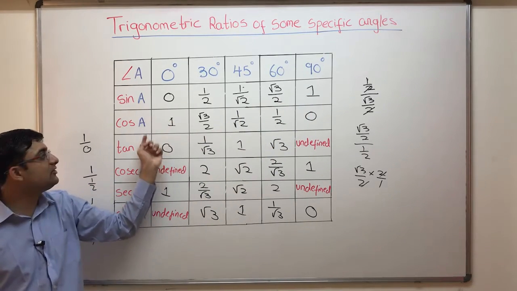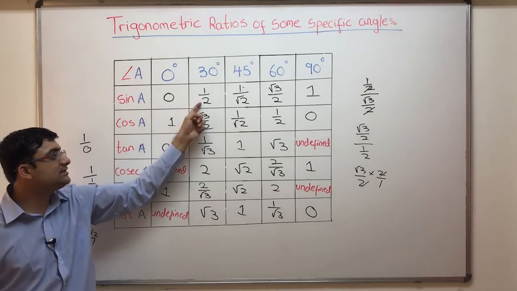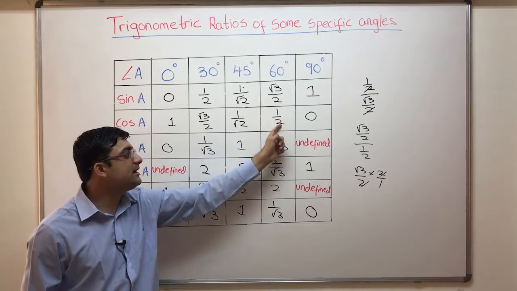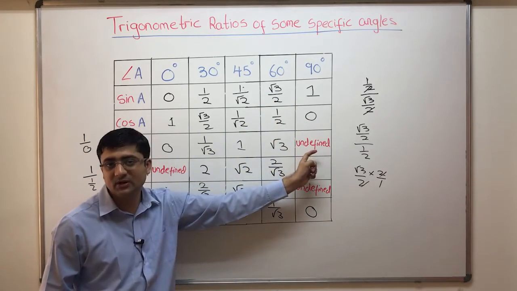What is tan? Sine by cos. 0 by 1, 0. This divided by this, 1 by root 3. This divided by this, 1. This divided by this, root 3. 1 divided by 0, undefined.